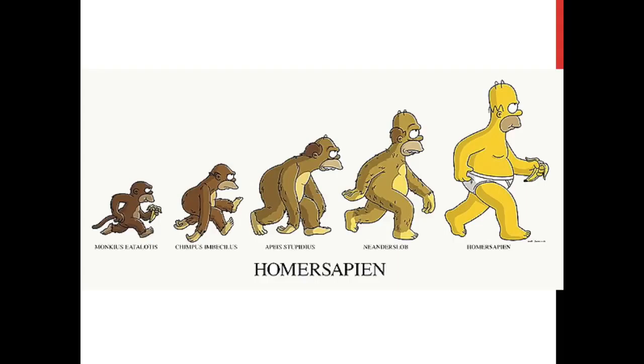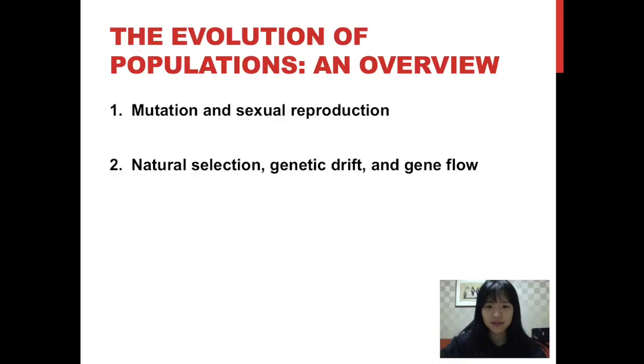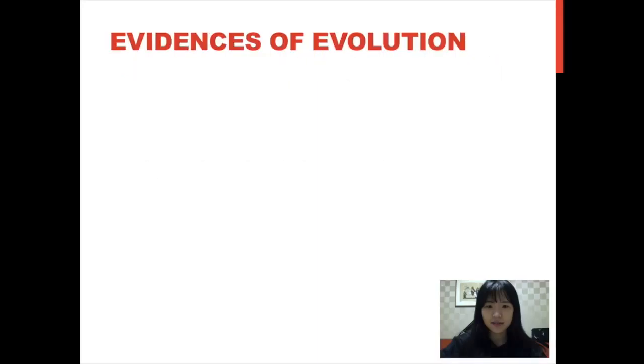Basically, in general, evolution is changes in population, species, or groups of species. It is the process where the frequency of heritable traits in a population changes from one generation to another. The genetic variation in a population is determined by mutation, sexual reproduction, natural selection, genetic drift, gene flow, microevolution, and macroevolution. There are a lot of scientific evidences that support evolution.